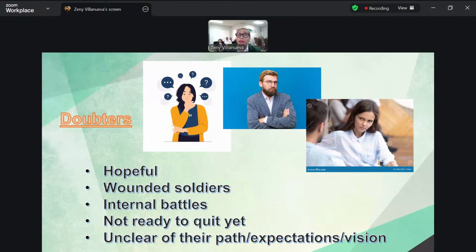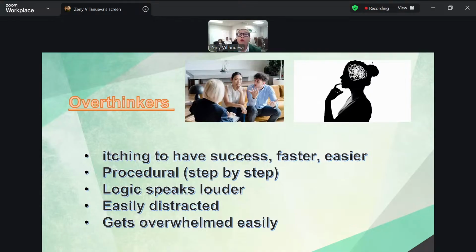Maybe some of you are in the beginner stage. Maybe some of you are in the doubter stage. What is the next kind of person? The next kind of person is the overthinker. Who is this overthinker? The overthinkers are the ones that are itching to have success, but they want to do it a whole lot faster.